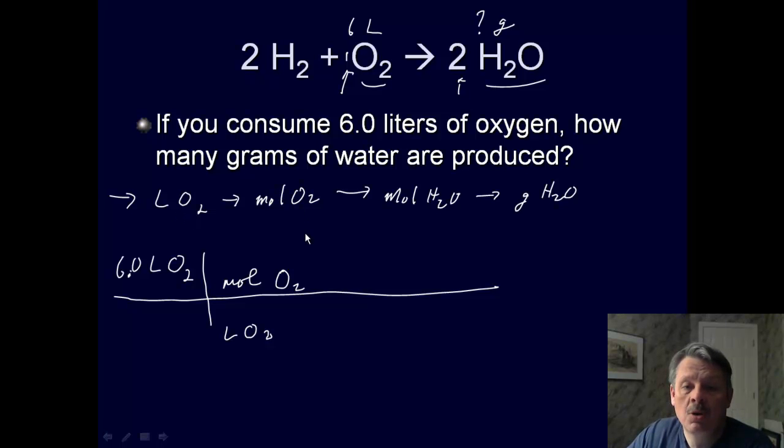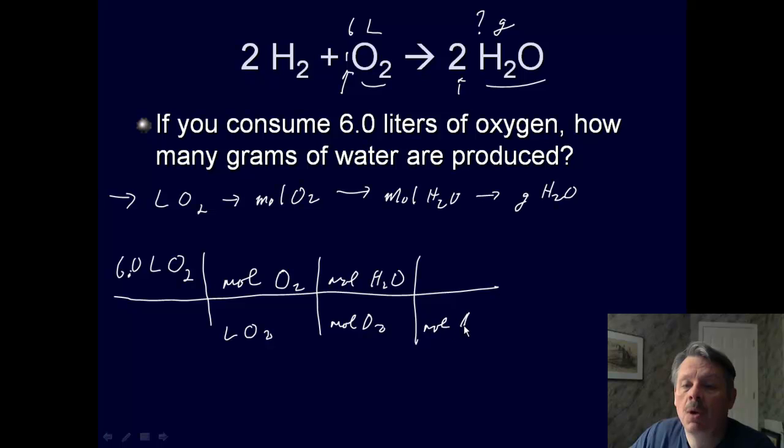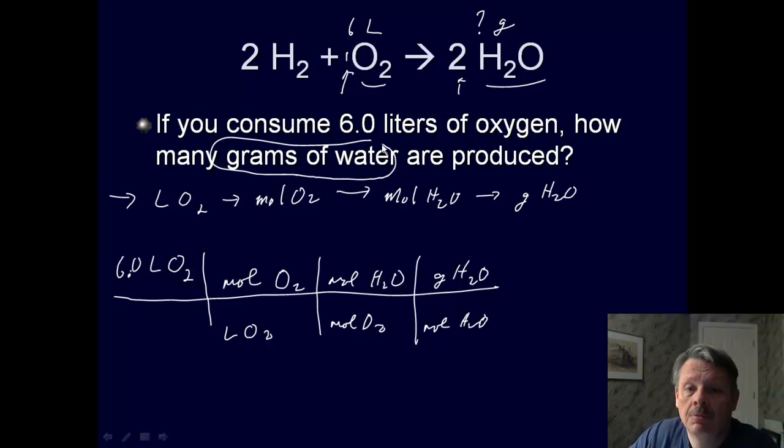So I'm trying to go to moles of oxygen, but I don't want moles of oxygen, so I get rid of moles of oxygen, and I go to moles of water. But I don't want moles of water. I have to get rid of moles of water, and I have to go to grams of water. All right. So now, if I cancel all my units, I'll end up with grams of water, which is what the problem is calling for.